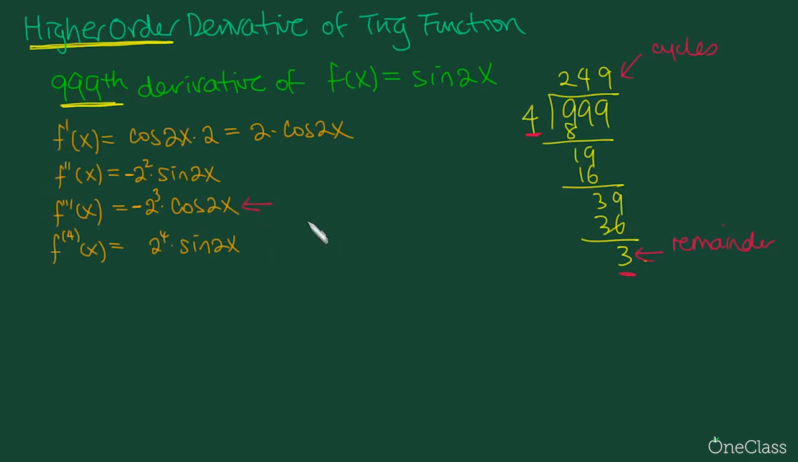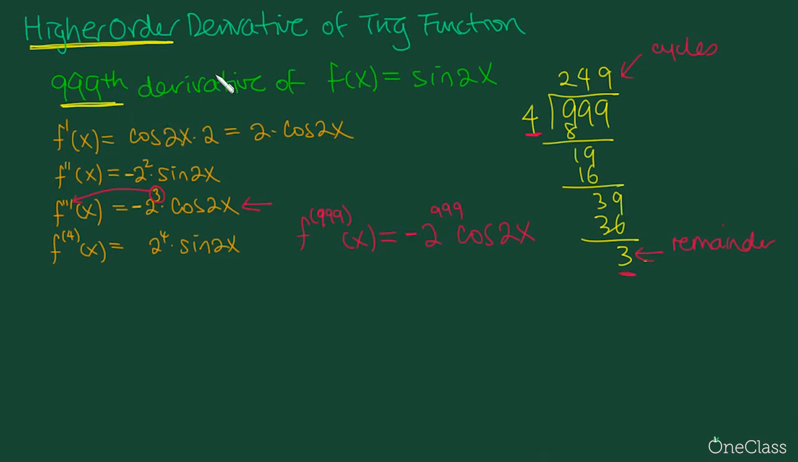So the 999th derivative at x is going to be, we have to still pick up the sign, so we have negative, and 2 to the power of, the power matches with the derivative, so this will be 2 to the power of 999, and we will have cos 2x.